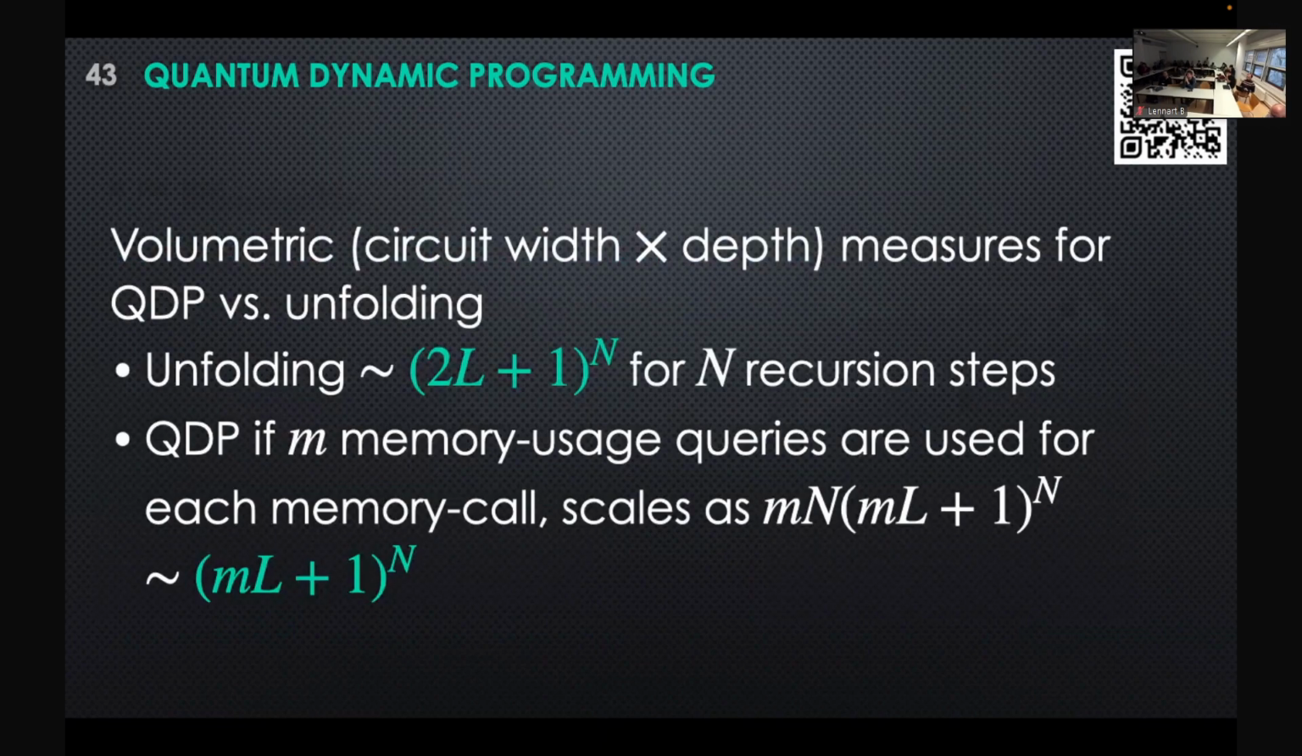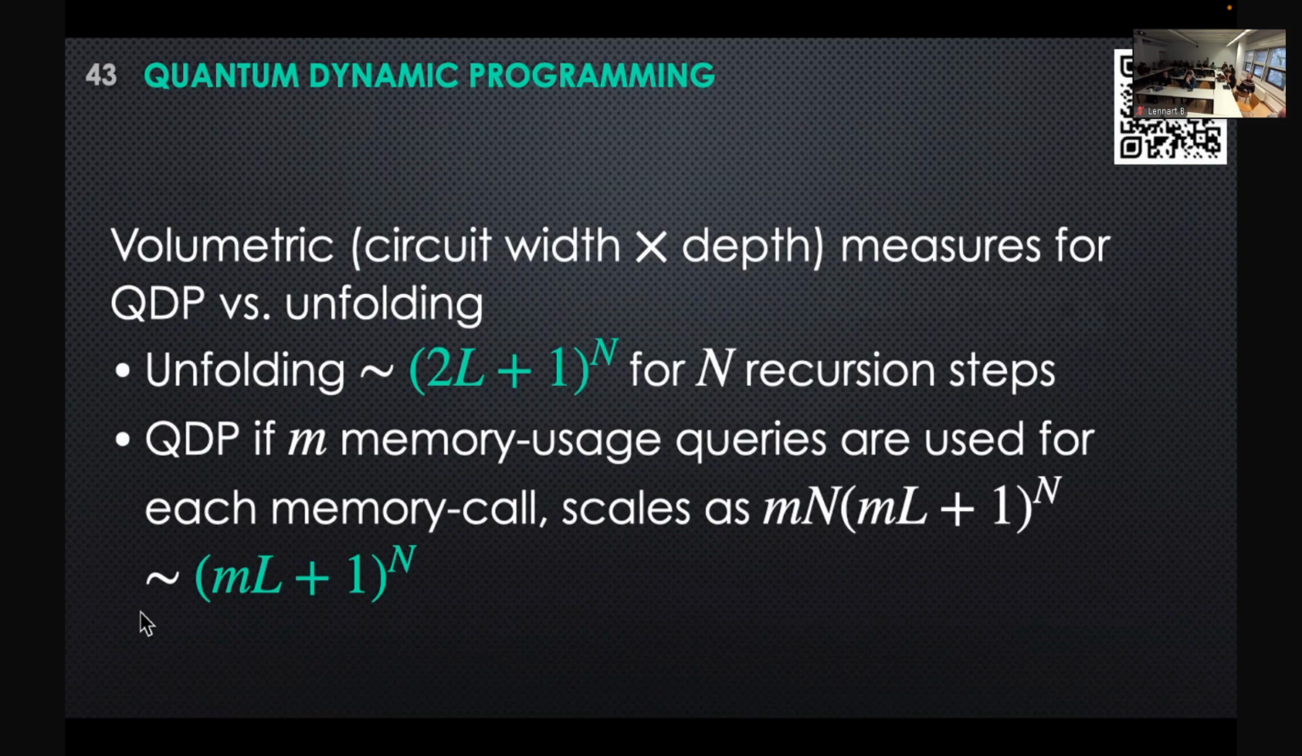Yeah, so now I should argue why this trade-off is nice. First, I will analyze the volumetric measure of the quantum circuit. By volumetric, I mean circuit width multiplied by the circuit depth. And arguably, this is one of the measures that people care about. And one of our referees really liked this.